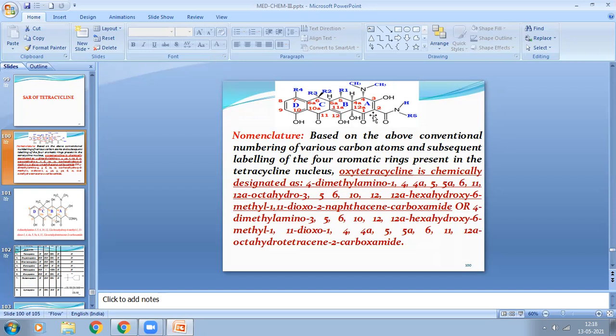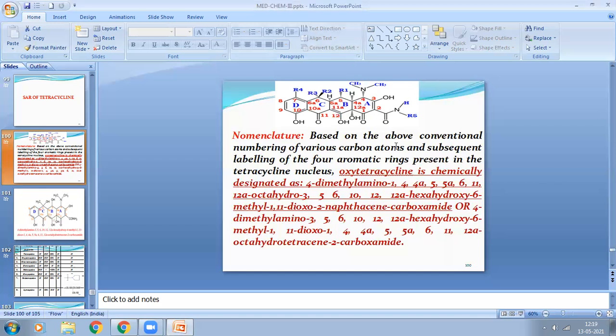Second point, the amide functional group at C2 is essential for antibacterial activity. This is a carboxamide, C(=O)NH2. If R5 is H, that becomes NH2. So this is called the carboxamide, the amide functional group, present at the C2 position, and it is essential for the antibacterial activity of tetracycline.